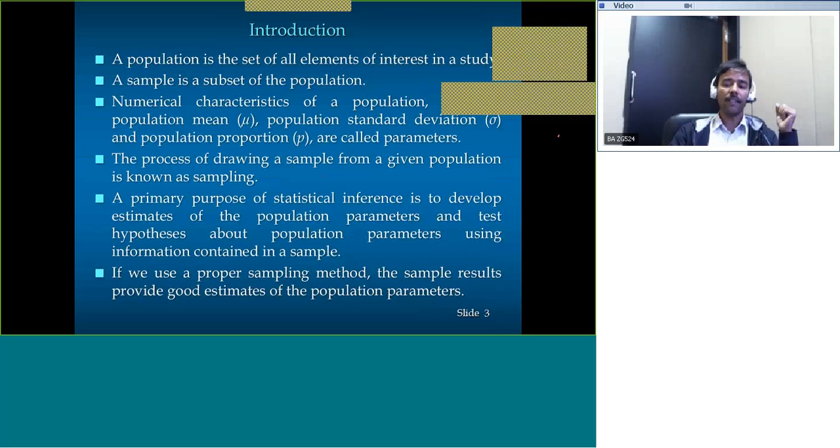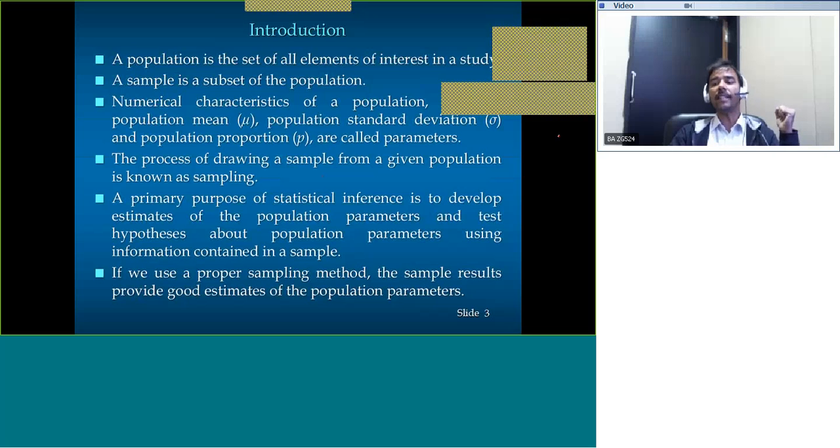And you know very well that for a given population, we are very much interested in calculating maybe the population mean, population standard deviation, population proportion, and so on. Those numerical characteristics which we calculate for a population are known as population parameters. So our interest is to calculate them. But the population is very large and it is difficult to calculate them.